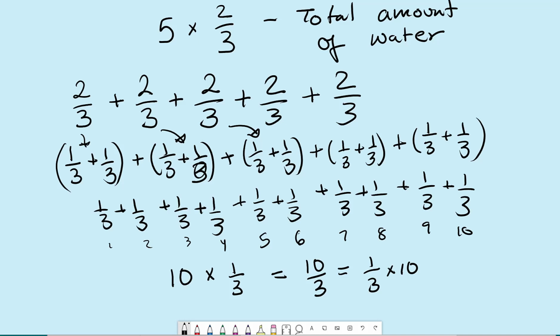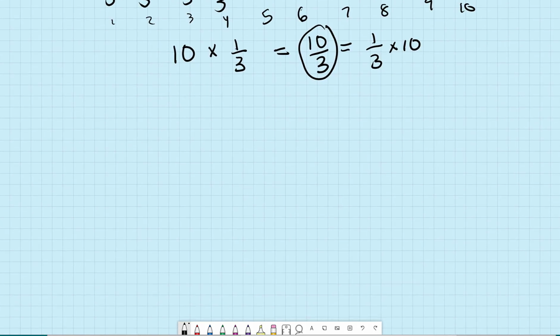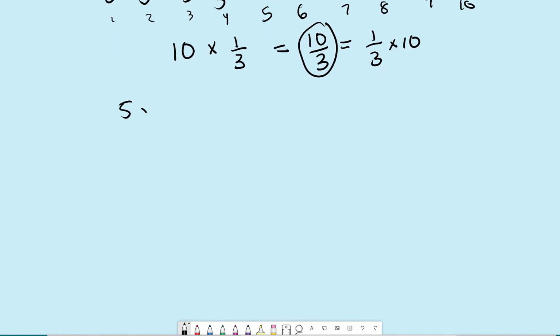Now, if we look at this carefully, at this 10 thirds, and we look at our initial problem, what we learn from this is that 5 times 2 thirds is equal to 10 thirds. That's interesting because 5 times 2 is equal to 10. What does that mean? It means that when we do 5 times 2 thirds, we can write it as 5 times 2 over 3. That is our new fraction. And 5 times 2 is 10, so we get 10 thirds.